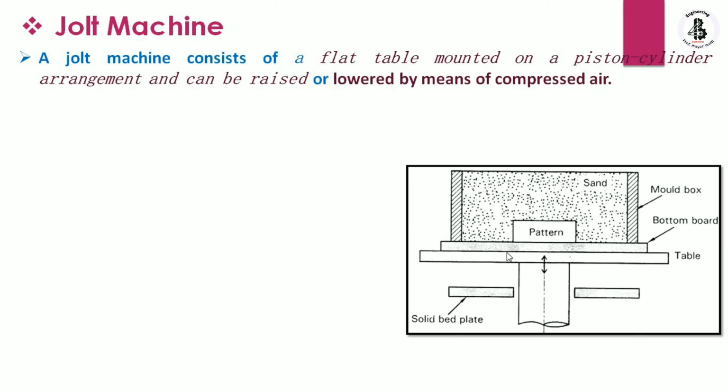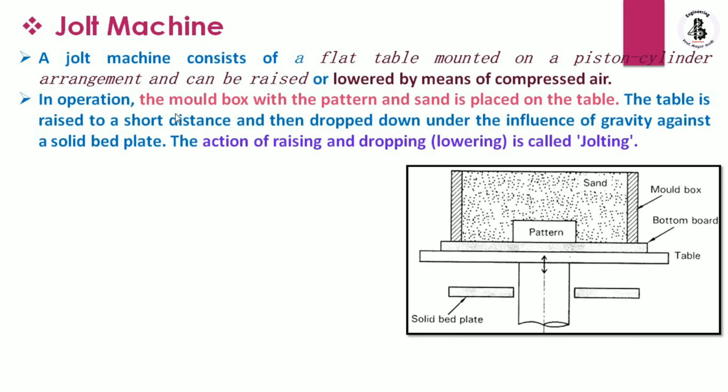It can be raised or lowered by means of compressed air. By the application of compressed air, the pistons go up and down. In this operation, the mold box with the pattern and the sand is placed onto the table. This is the pattern, and this is the mold box with sand. The table is raised a short distance and then dropped under the influence of gravity against a solid bed plate.